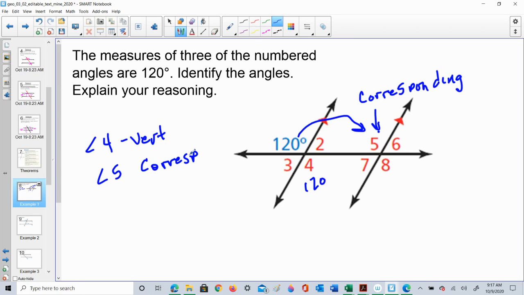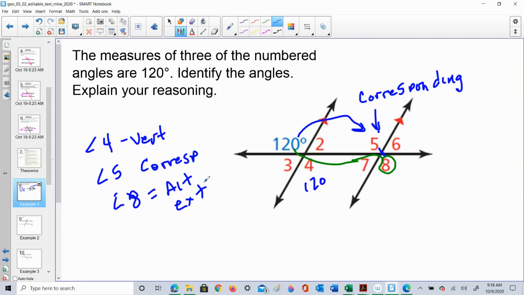And what other angle would be equal to 120? Well, there's a couple of ways we could go now. 5 and 8 have what relationship? 5 and 8 are vertical angles, so they're going to be congruent, but 5 and 8 are also, this one here and here, alternate exterior angles. So angle 8 is also 120 by the alternate exterior angles theorem. So once you have one angle, you can figure out all of the angles, right?